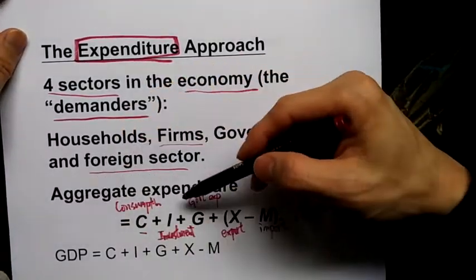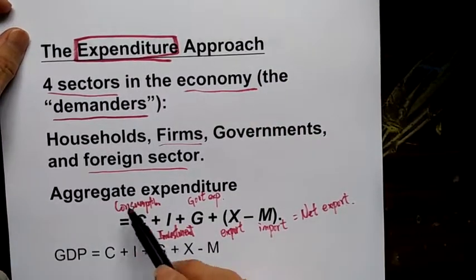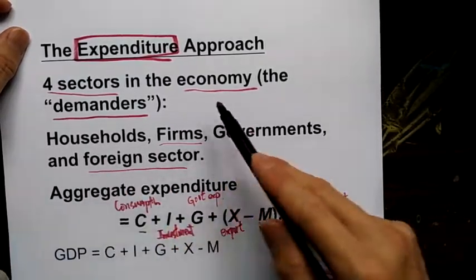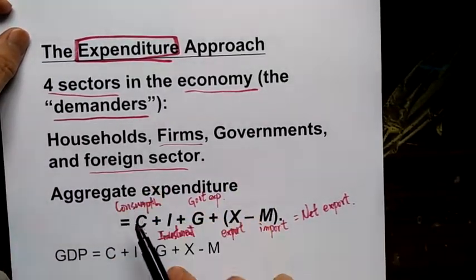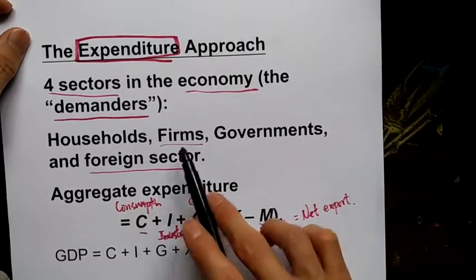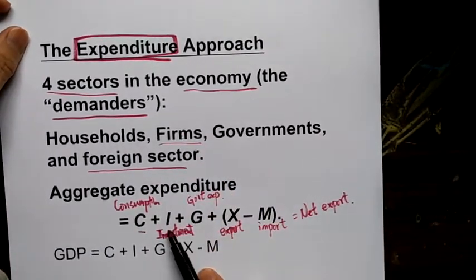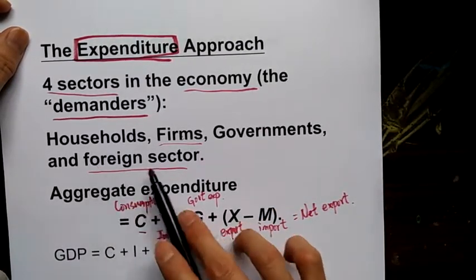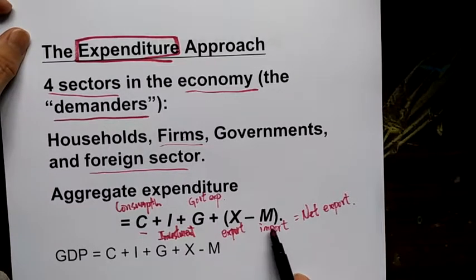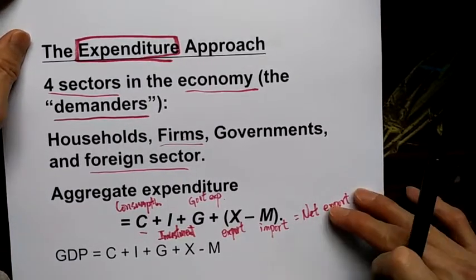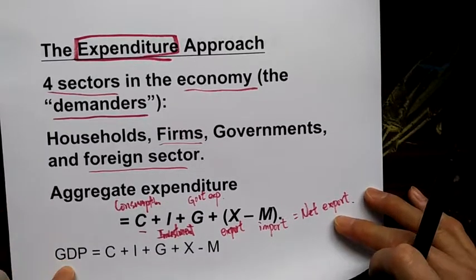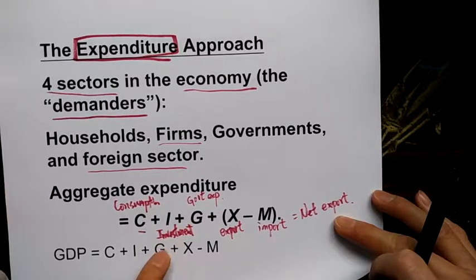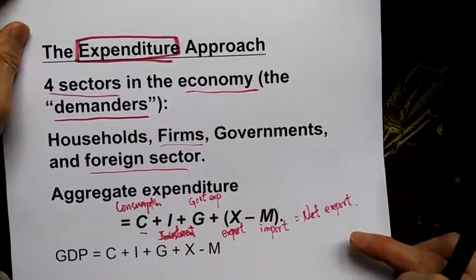Therefore, according to the expenditure approach, we sum up the expenditures from the 4 sectors in the economy. Households' expenditure is consumption. Firms' expenditure is investment. Government's expenditure is G, government expenditure. Foreign sector's expenditure is export minus import, that is net export. Therefore, GDP is equal to C plus I plus G plus X minus M.